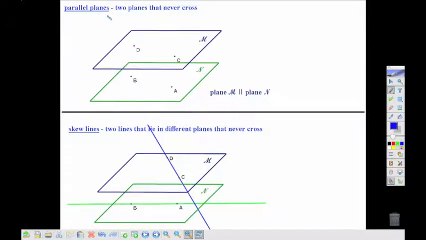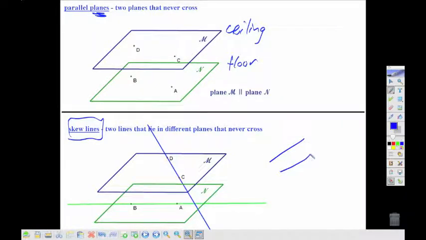Now, if we have parallel planes, this is different than parallel lines. We're talking about two planes that never cross. We can think about this as a ceiling and a floor, or walls in the front and the back of the room. And when I have skew lines, these are two lines that lie in different planes, but they're never going to cross. They're not parallel because they're not going the same direction.